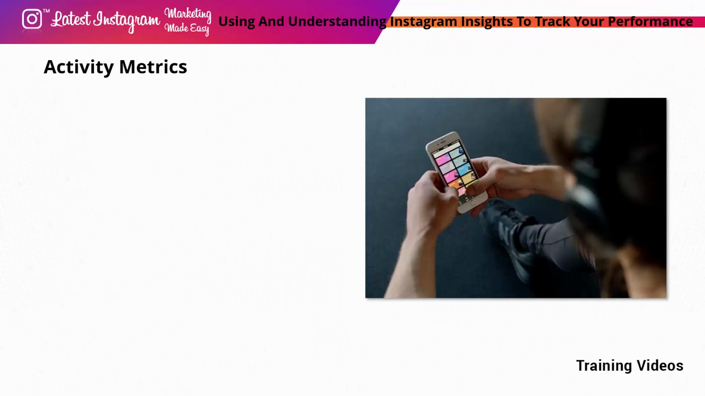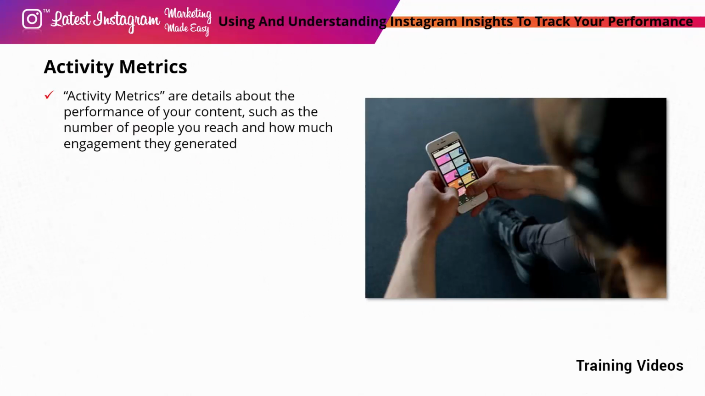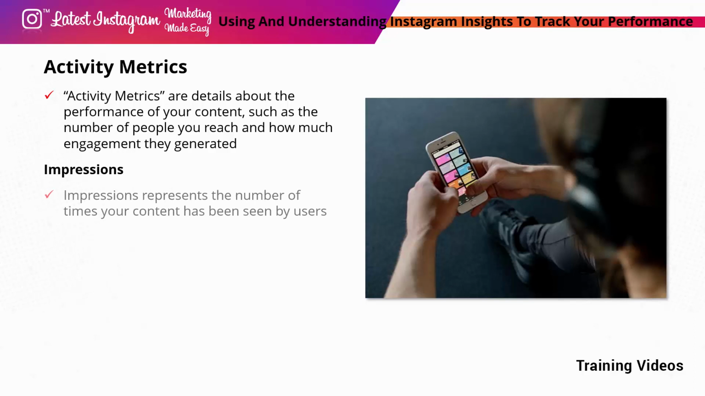Activity metrics. Activity metrics are details about the performance of your content, such as the number of people you reach and how much engagement they generated. The following are the activity metrics you'll find in this section. Impressions. Impressions represents the number of times your content has been seen by users. This is a relevant metric because it includes all kinds of views.